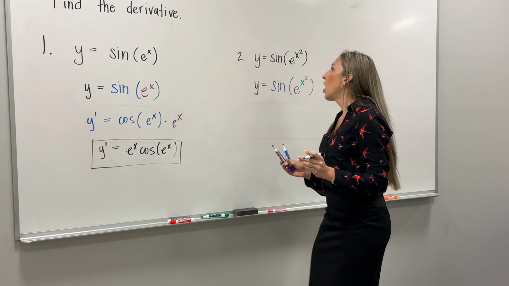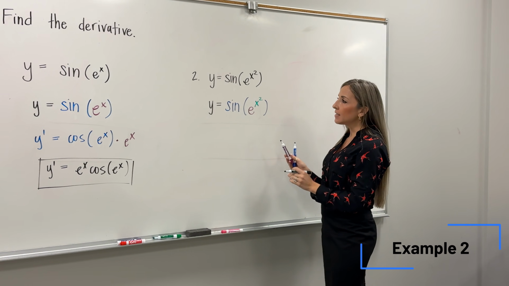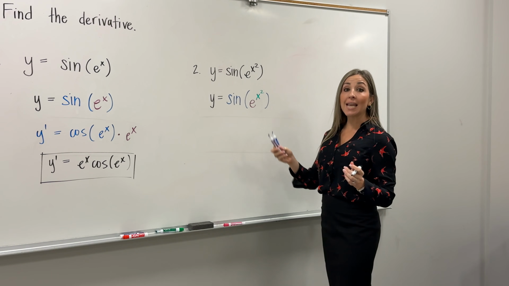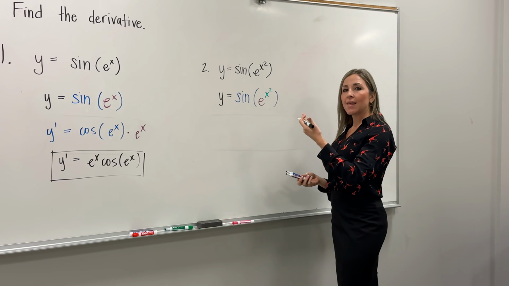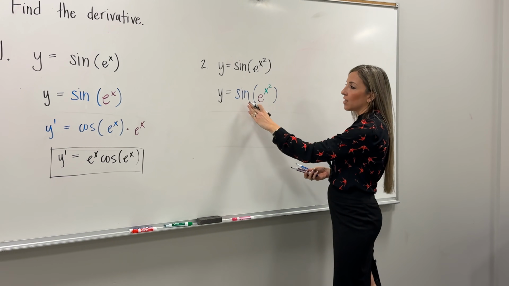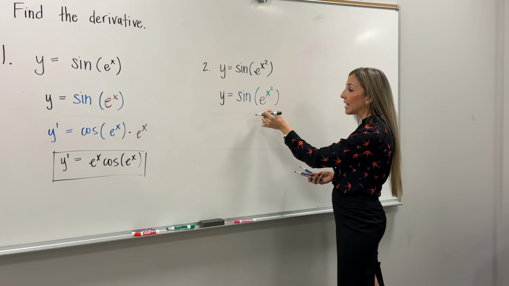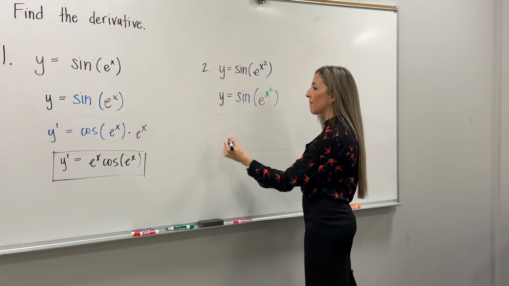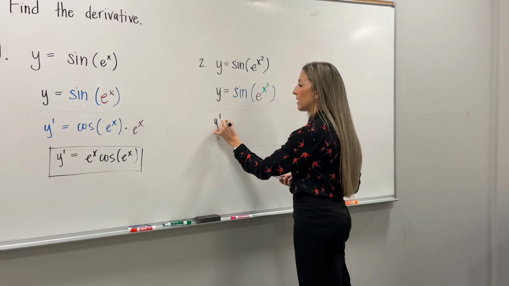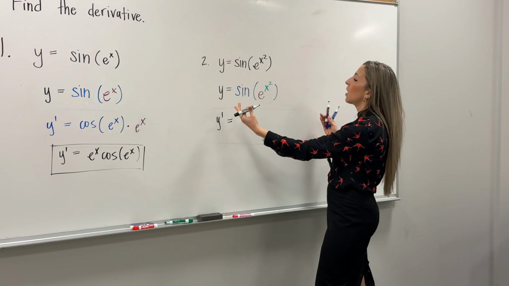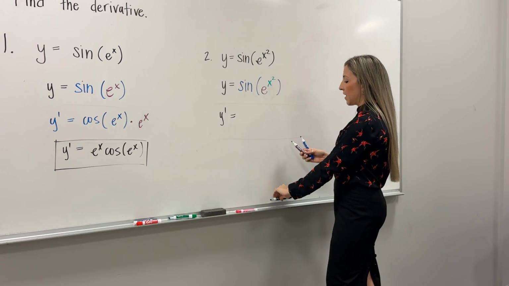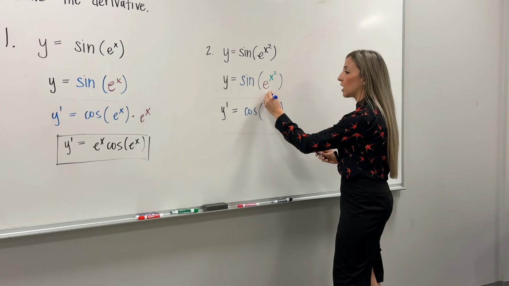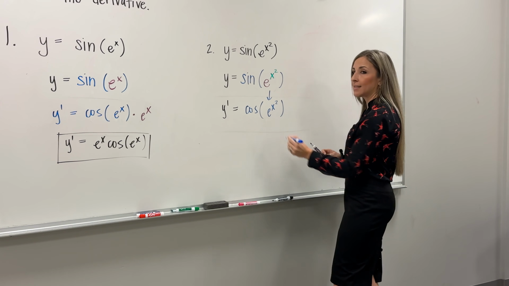Good? Okay, now very similar example, but this time our function involves a composition of three functions. So we have sine of e raised to the x squared. So here are our three functions: sine of something, e raised to something, and then lastly x squared. So same idea, y prime or dy dx, starting on the outside. Derivative of sine something is cosine something. So don't touch the something, don't touch what's in there, just rewrite it exactly as it is.